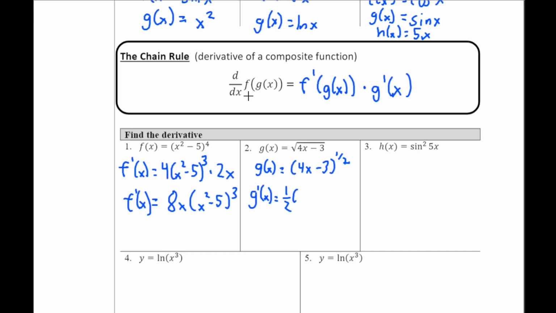So this is a 1/2 times 4x minus 3 to the negative 1/2. And then we multiply by the derivative of the inside, which is 4. And that's just equal to 1/2 times 4 is 2 on the top. And then it's a 4x minus 3 to the negative 1/2. So it's a root 4x minus 3 on the bottom.